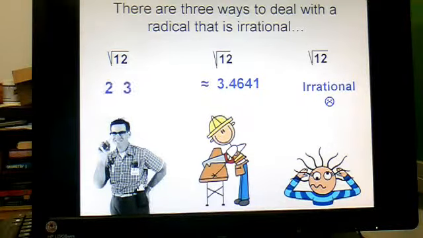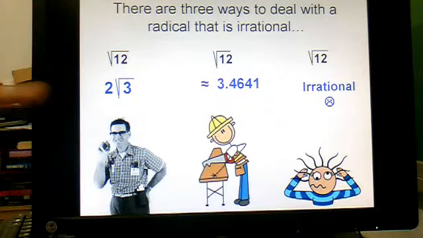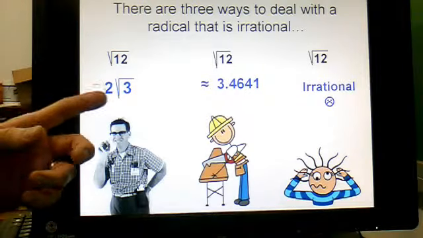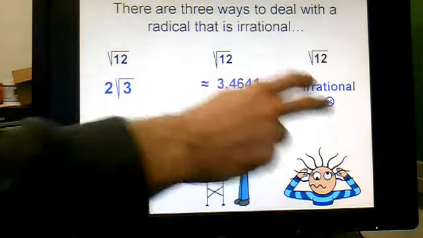The third option is to simplify, and by simplify they mean get the number inside the radical as small as possible. So I could change that 12 down to a 3 by factoring the 12. Think of the 12 as factors of 4 and 3. If you had the square root of 4 times the square root of 3, you could simplify the square root of 4. The square root of 4 is 2. The 2 would come outside the radical. So there's three different ways of dealing with this.